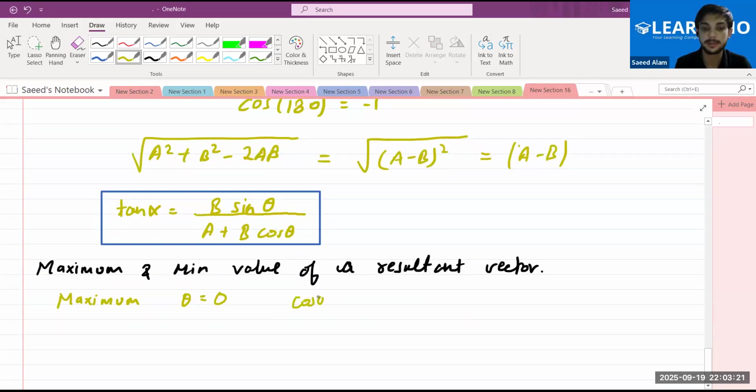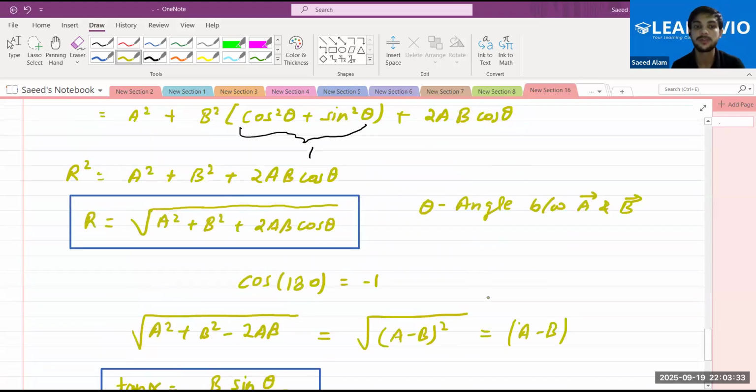So cos theta will be maximum. Yes or no? Cos theta gives the maximum value at an angle of 0 degrees, so cos theta will be equal to 1. And this is very obvious from this particular expression also. If you have to maximize this, you cannot change the values of A and B because I had given them to you. The only thing that you can change is cos theta. So you will try to maximize this value. And the maximum value of cos theta is 1.